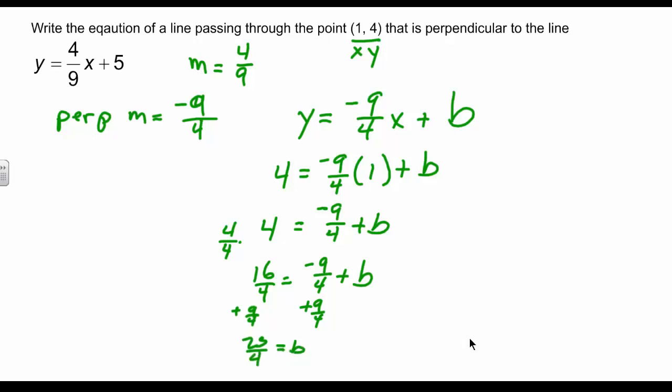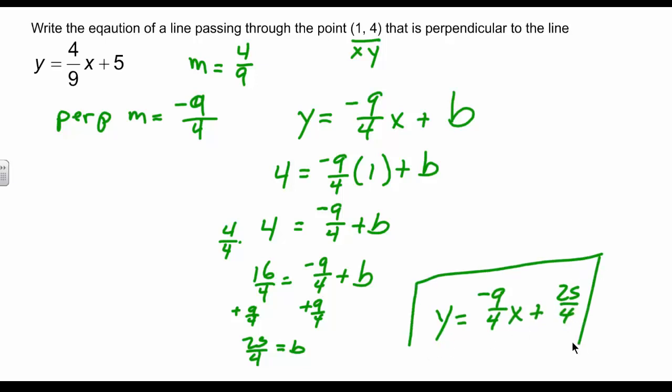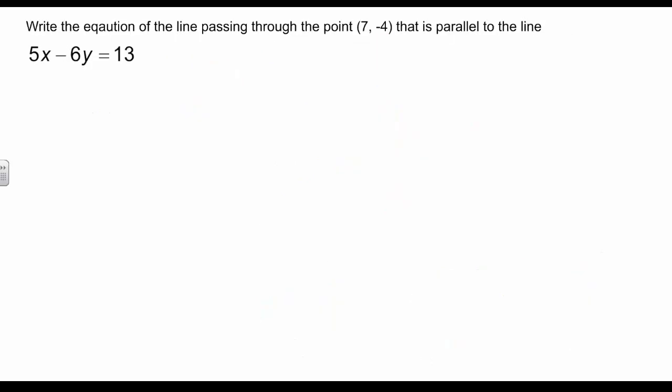So if I want to write the equation of my perpendicular line, that's y is equal to negative 9/4 x plus 25 over 4. And that's it. Next, we're going to write the equation of a line passing through the point (7, negative 4) that's parallel to this line.